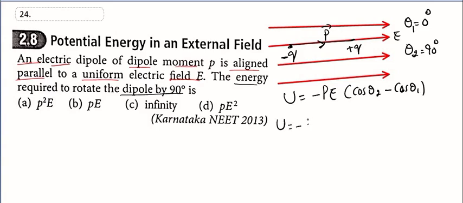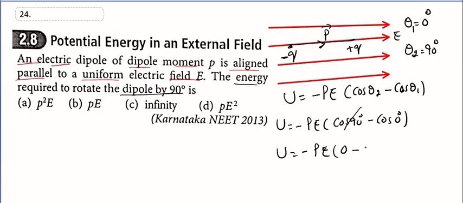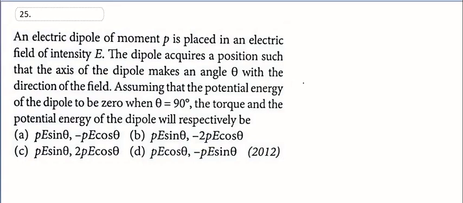That is, potential energy is equal to minus PE times cos 90 degree minus cos 0 degree. The potential energy is equal to minus PE times cos 90 is 0, minus 1. So minus into minus is plus, that is PE. That is option B, the right answer for 24th. So let's move to question number 25. So question 25, look.